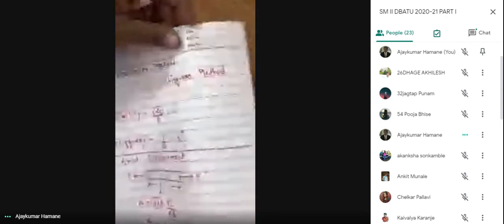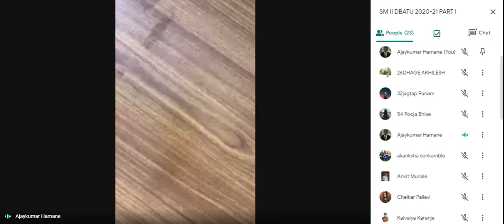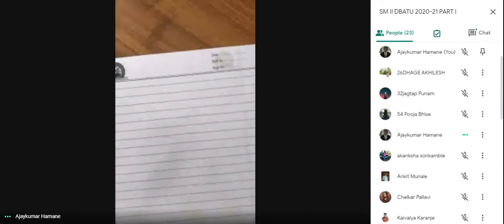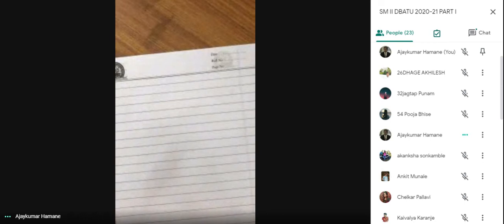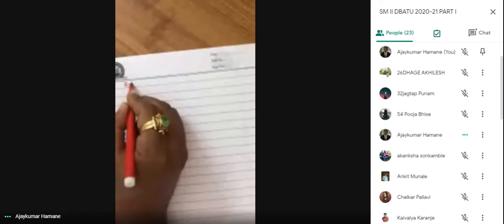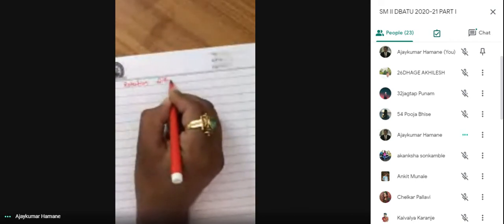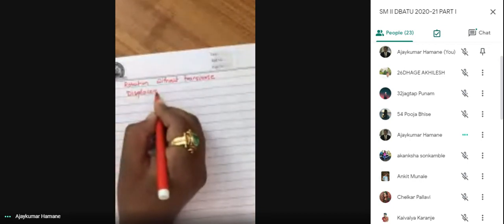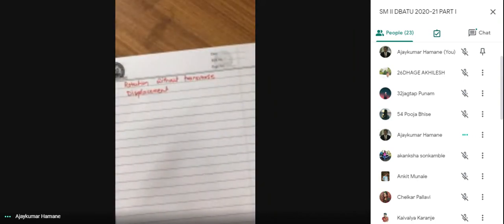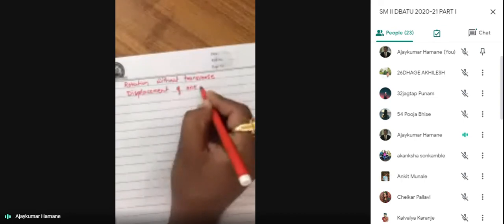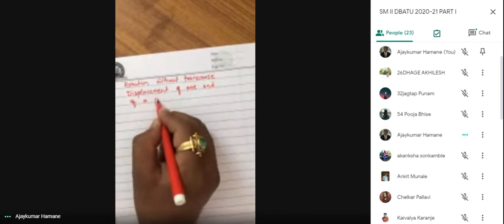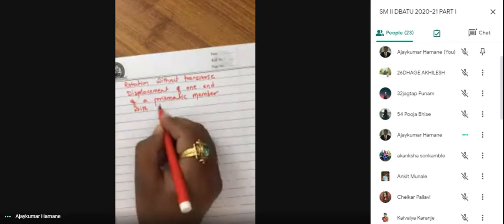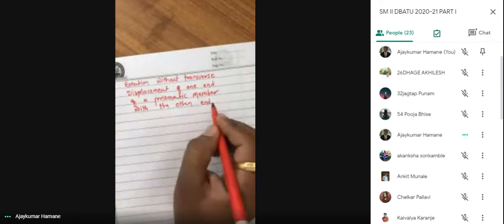Okay, now we'll move to the next. Same rotation without transverse displacement of one end of a prismatic member with the other end fixed.